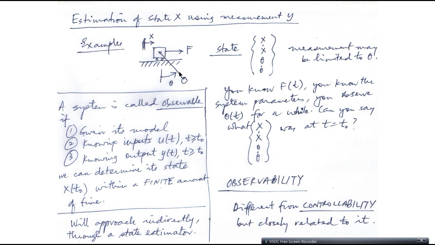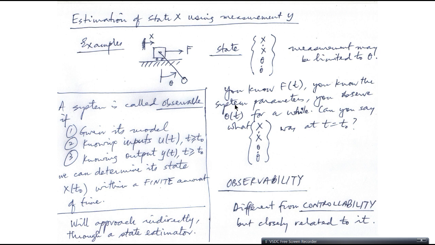I have a cart, a pendulum, there is no friction here, there is gravity. I can apply a force on the cart and the pendulum will swing. So there is an x displacement and x dot velocity, a theta angular position and a theta dot angular velocity. This has a 4-dimensional state vector, but the measurement may just be theta.